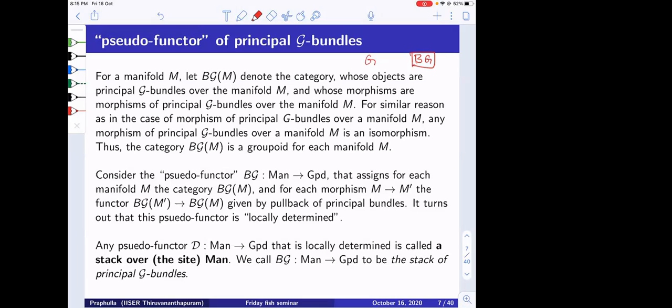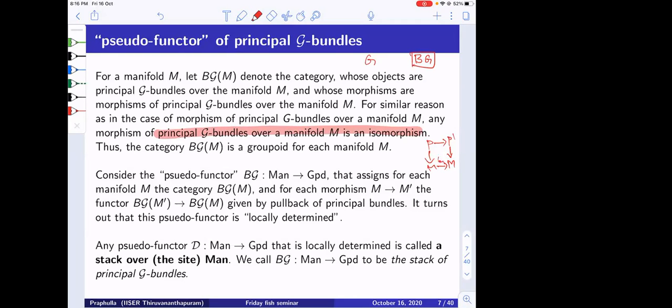So before that, let me give some facts. Recall that in the setup of principal Lie bundles, if you have two principal Lie bundles over the same manifold, then any morphism is an isomorphism. I am assuming that this map is the identity map. Any morphism of principal bundles is an isomorphism. So that's what happens in this setup also. So any morphism of principal G bundles is an isomorphism.